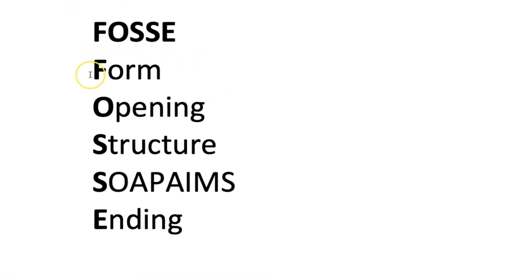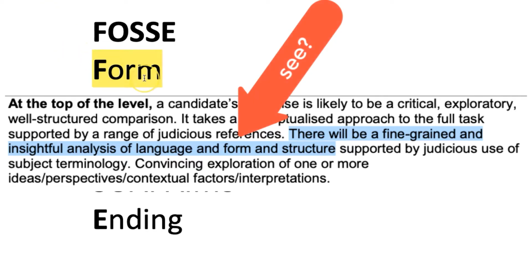And that's deliberate. Okay, we've dealt with form first, and it appears first in the FOSS method because that is your guarantee of top grades. If you can relate the form of the poem to the poet's purpose, boom, you're into grade 7 and above straight away. Now we delve into the opening.